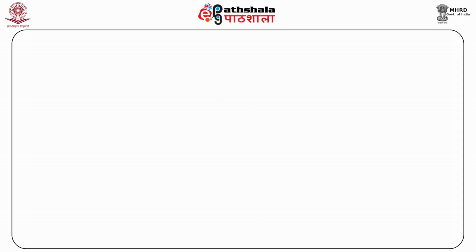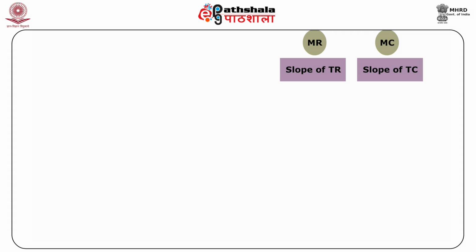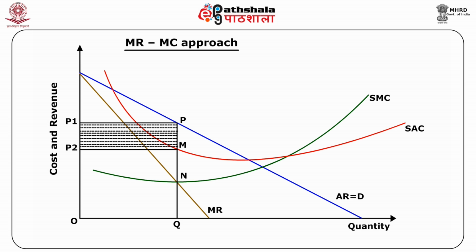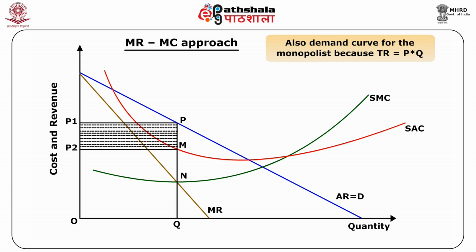MR-MC approach. As we know that marginal revenue, that is MR, is the slope of TR and marginal cost, that is MC, is the slope of TC, therefore this approach is in turn an extension of the previous approach. The equilibrium can be represented as in the diagram. The average revenue, that is the AR curve of a monopolist, is downward sloping like a demand curve, and it is also the demand curve for the monopolist firm because TR is equal to P into Q.